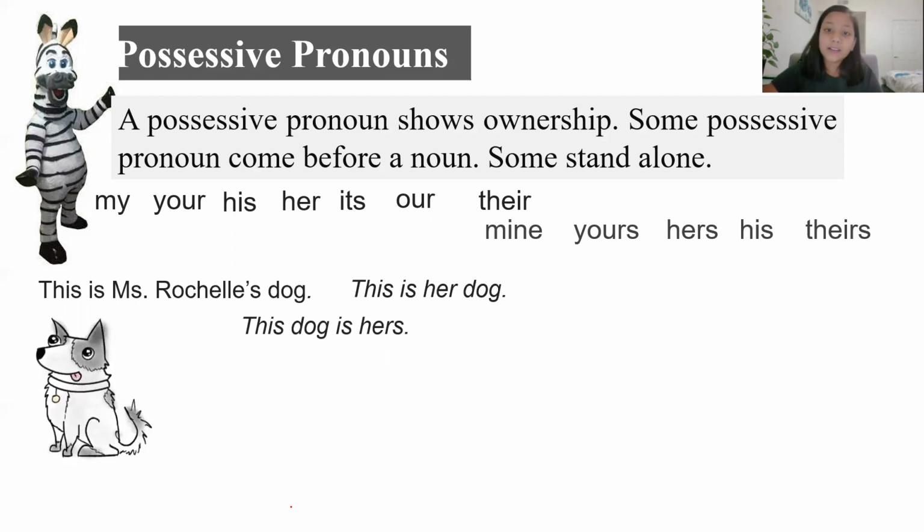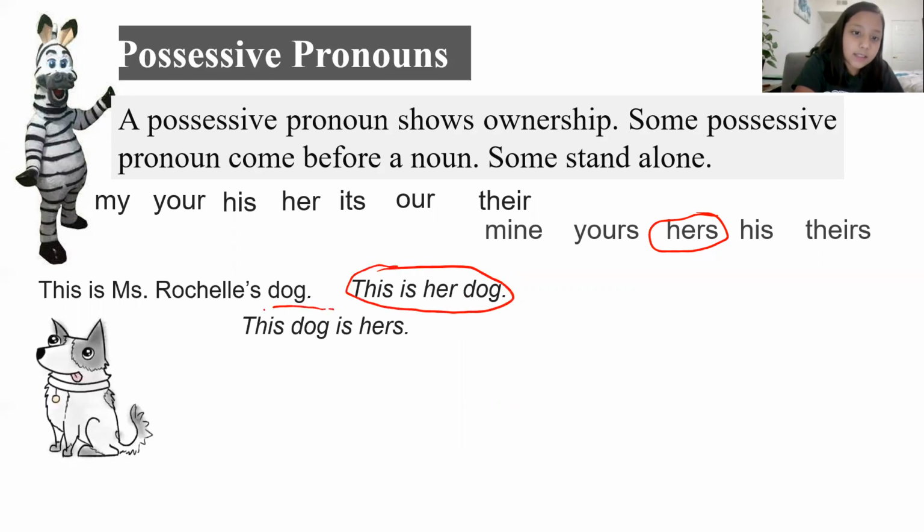Now, as you can see, hers is a standalone. But how is it a standalone? It's a standalone because there's no noun that comes after it. Unlike this one, there's a dog. Dog is a noun which comes after it. So this sentence is not a standalone, but this sentence is a standalone.